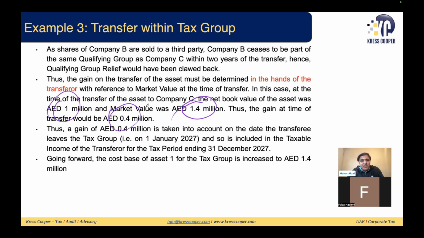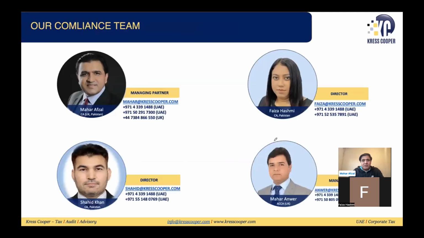The gain of 0.4 million is taken into account on the date the transferee leaves the tax group, so it is included in the tax group's taxable income. Going forward, the asset base for asset one for the tax group is 1.4 million. So basically, whatever we have discussed today, this is over from my side.